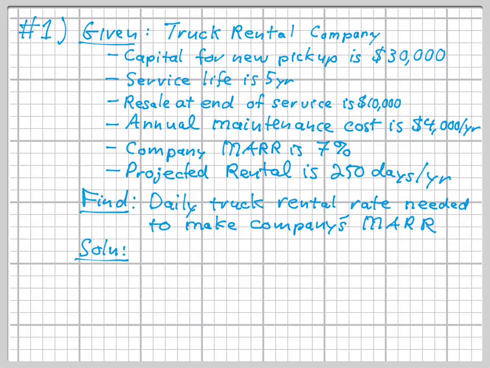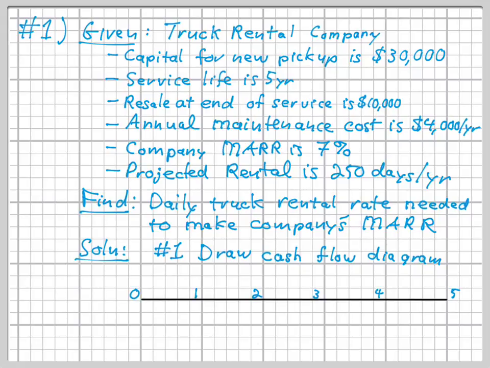So the solution to this, the very first step, is to draw a cash flow diagram. This is critically important that you start with drawing a cash flow diagram. So let's do that. So we're going to do this for a period of 5 years, since that's the service life of the truck. And at the very beginning, in year 0, we're going to have a negative cash flow of $30,000 to purchase the truck. And then in year 5, we're going to be able to sell the truck for $10,000, and that'll be a positive cash flow. And for years 1 through 5, every year, we're going to have a $4,000 negative cash flow, which are the maintenance costs.